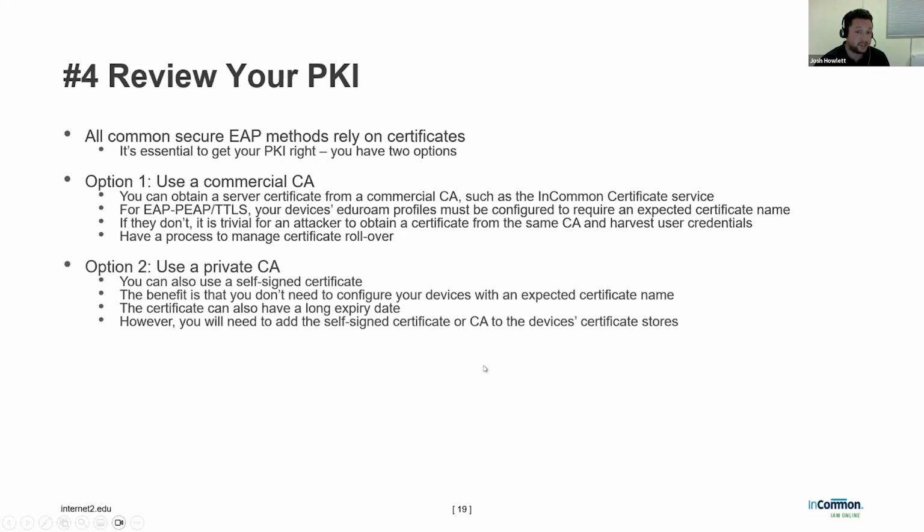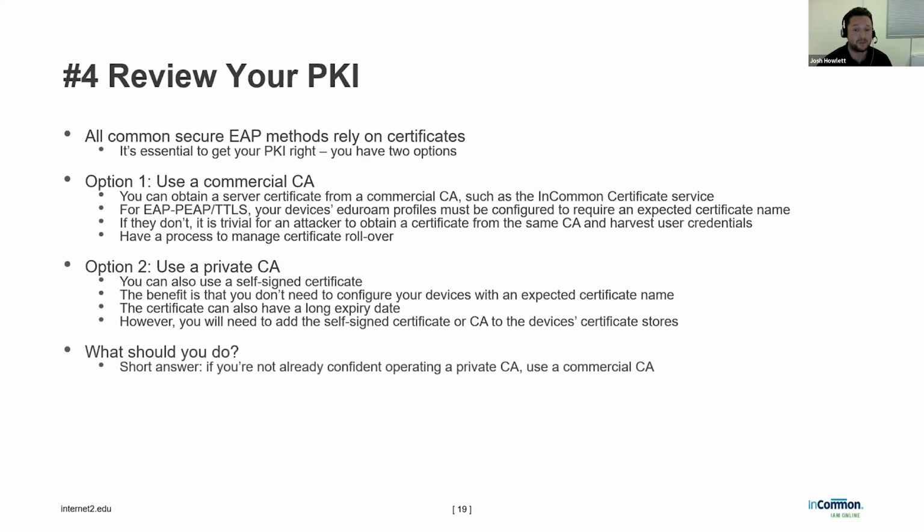The other option is to use a private CA. This means that you don't have to use a commercial product and you don't have to provide the configuration about the expected certificate name. The certificate can also have a long expiry date, which potentially makes things easier for certificate rollover. But this again comes with other configuration headaches, which is why we don't tend to recommend it unless you have a lot of experience already operating a private CA. So if you're comfortable operating a private CA, this is something you can do. If you're not comfortable operating a private CA, just use a commercial product, such as a certificate from the InCommon certificate service.